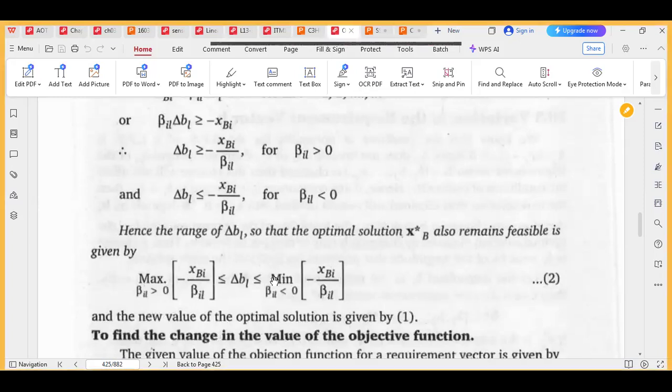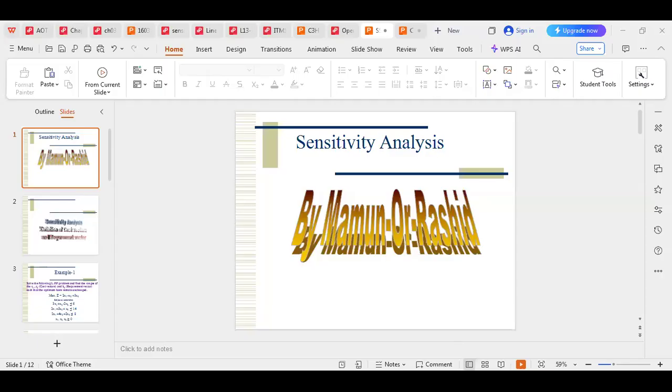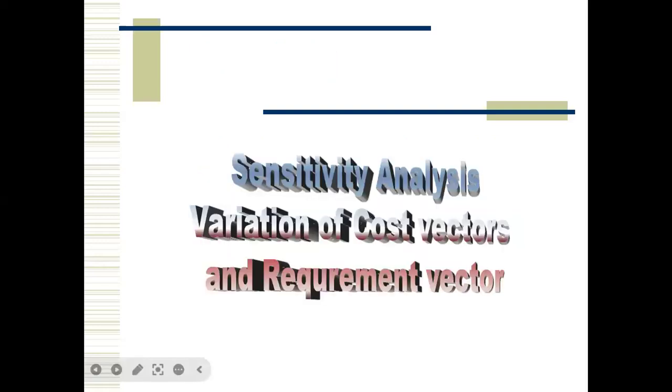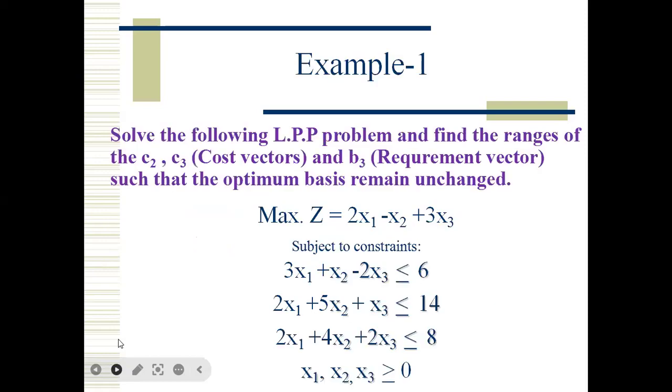This is the required condition for the requirement vectors. Now we will use this condition for solving a problem in sensitivity analysis, where we discuss the variations of cost vectors and requirement vectors. Solve the following linear programming problem and find the ranges of the second cost vector, third cost vector and third requirement vector such that the optimal basic solution remains unchanged.